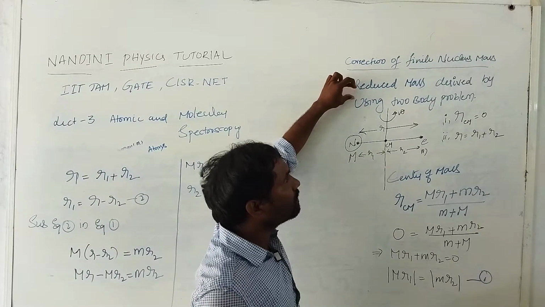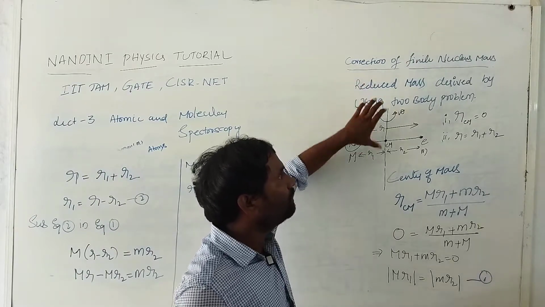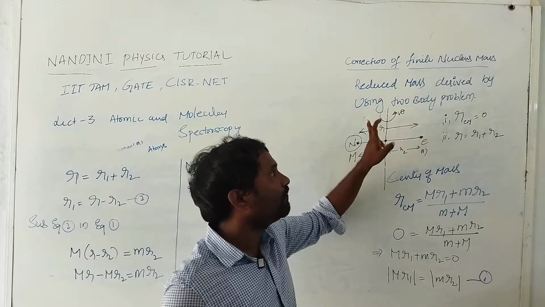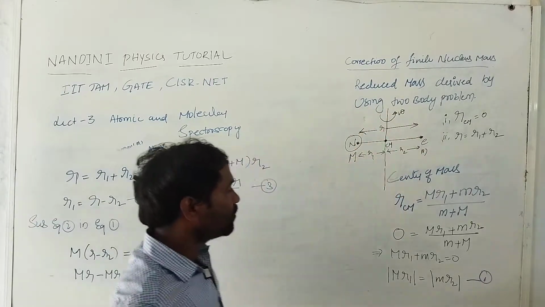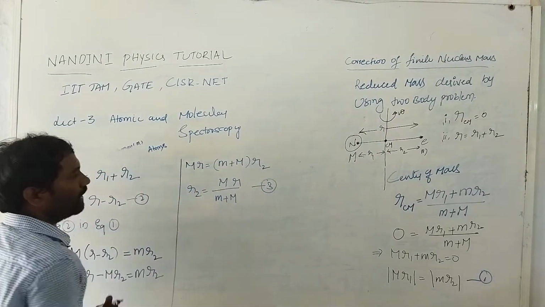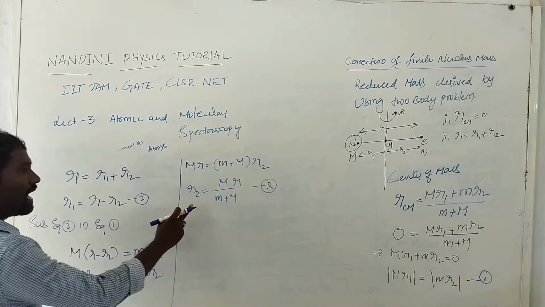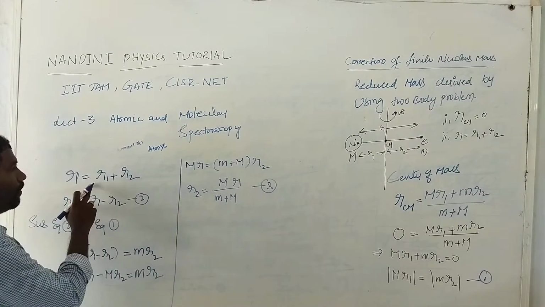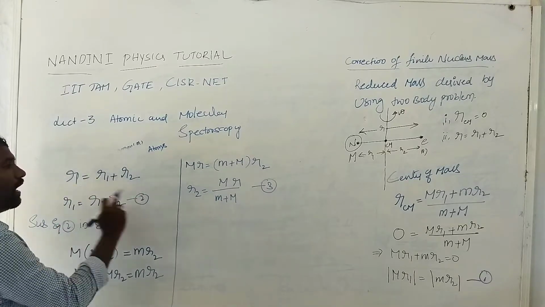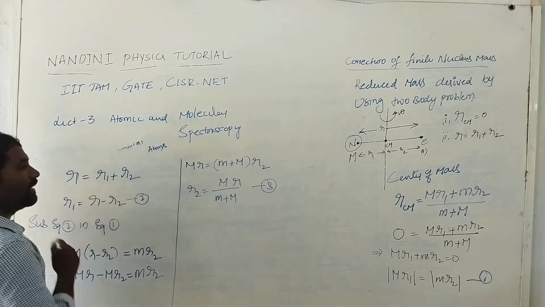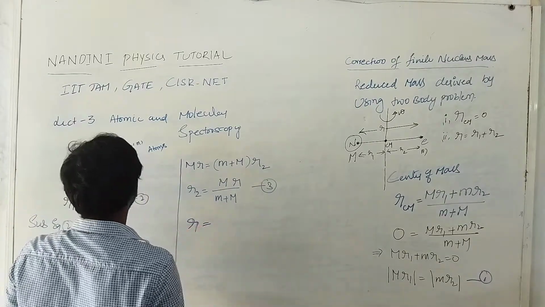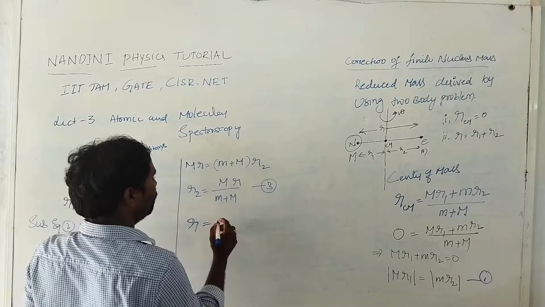By reduced mass, I want to derive this in the two body problem, using the concept of center of mass. So from this equation I get the R2 value. Now I will find R1. For that purpose I use this R2 value in this equation. So R is equal to R1 plus R2, simply substituting the R2 value in this equation.